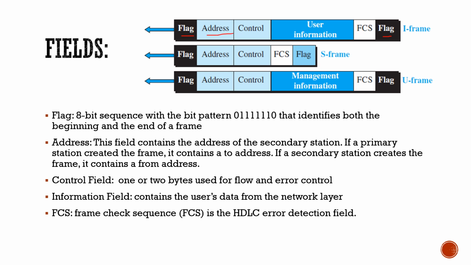Then it is going to be the address field. The address field contains the address of the secondary station to which the data is going to be sent.